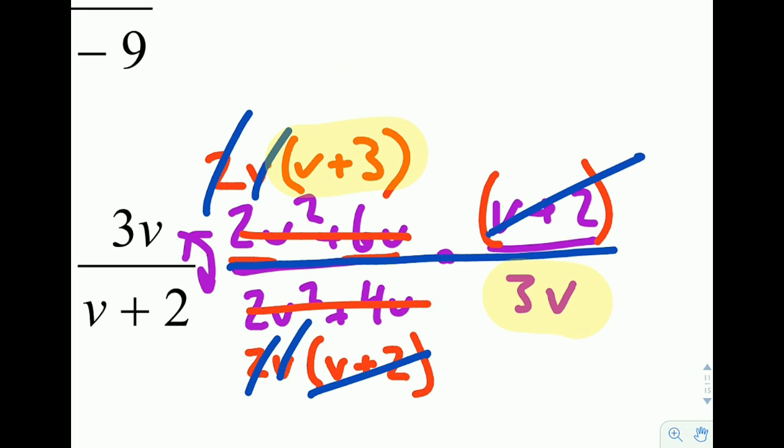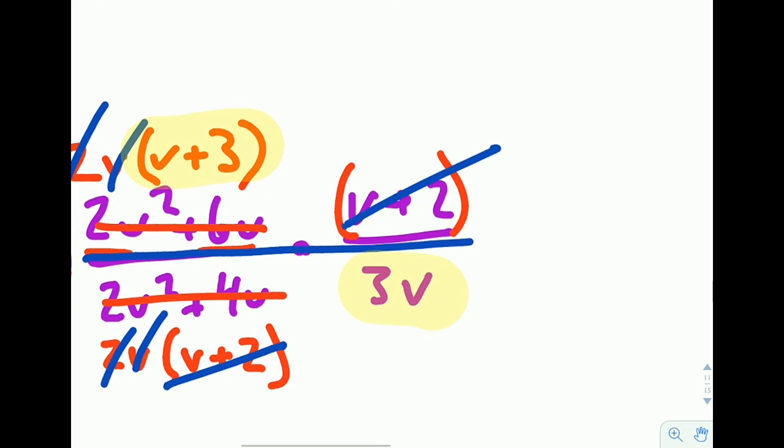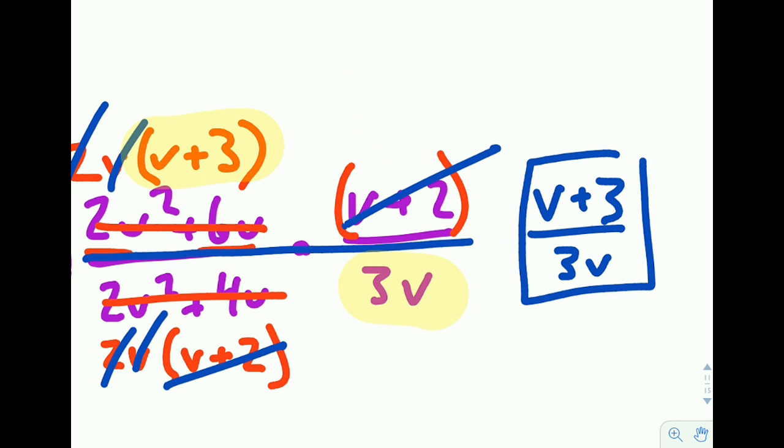Yes, the digits are the same. They both have 3's, they both have v's, but one is a multiplication problem on the bottom, one is an addition problem on top. They are not the same value. So our final answer is v plus 3 over 3v, and that does not reduce. There's nothing that fully factors from the top and bottom that you can cancel. Good luck.